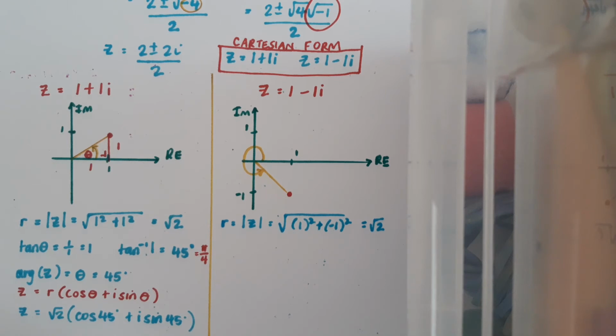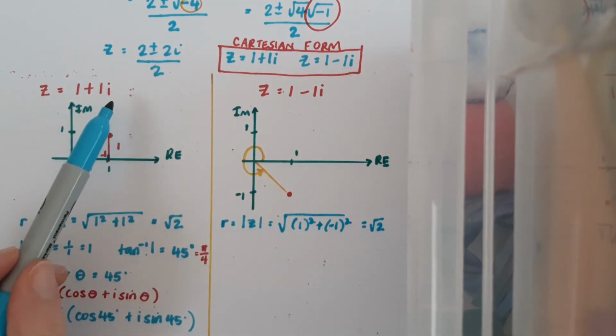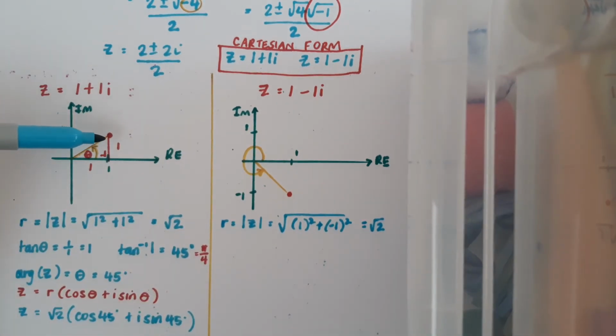Well, that's because you've probably already spotted that 1 minus 1i is the conjugate of 1 plus 1i. So effectively in the diagram, to get from 1 plus 1i to 1 minus 1i, I essentially reflect through the real axis. So when I reflect, I'm not moving it any further out from the origin, so the distance from the origin is still the same.